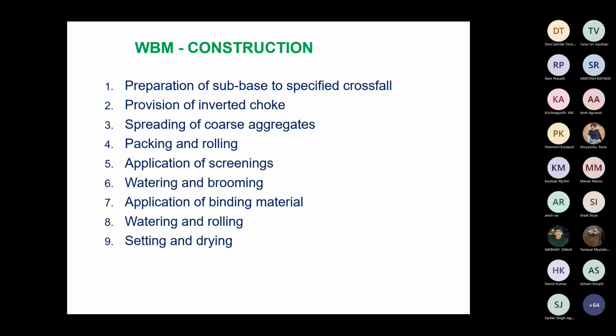Inverted choke means if your subgrade is weak, or if your GSB layer is weak, or if you want to lay this WBM just above the subgrade, what you can do is provide a thin layer of sand cushion over this. That's inverted choke. Next is spreading of the aggregate.